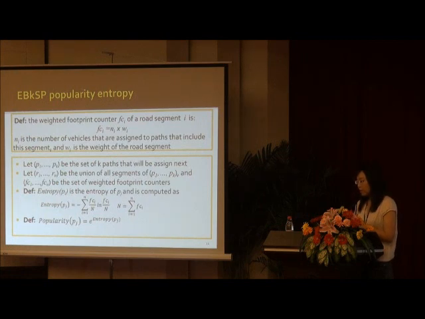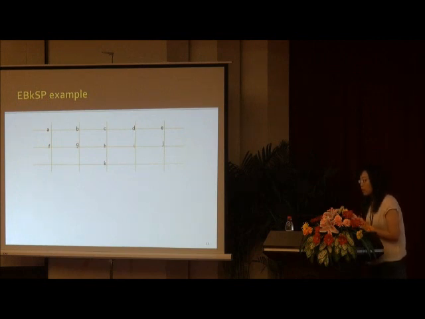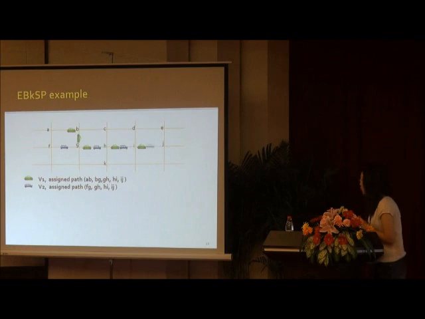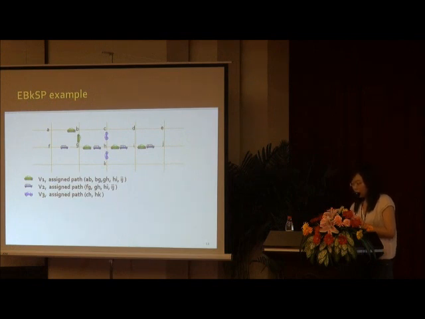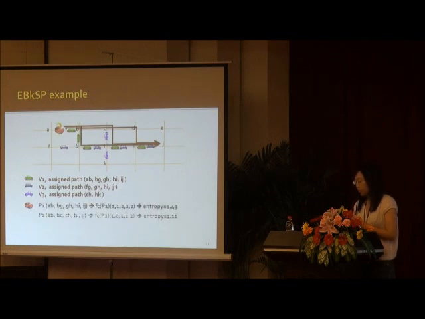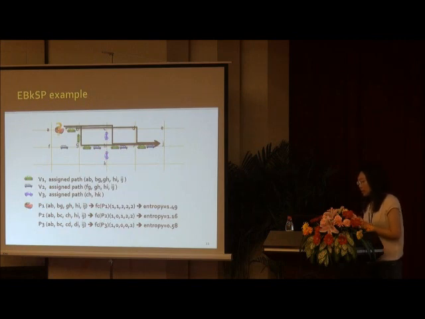Let me give a brief, simple example. Suppose this is a road network, and vehicle 1 is assigned a path as this, and vehicle 2 is assigned a path as this one. Vehicle 3 is assigned path CK and HK. For vehicle 4, there are 3 paths he can take. They are all quite similar and with the same travel time. So which path should this one take? What we do is we calculate the entropy for each of the paths. As you can see, path 3 has the least entropy, so we pick this path and recommend it to this driver.